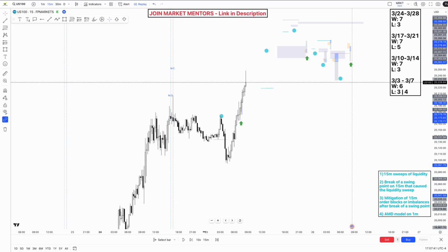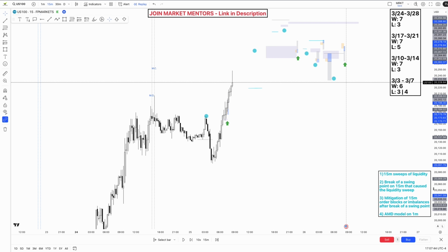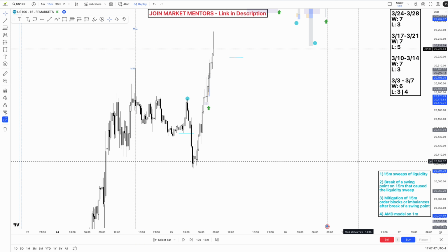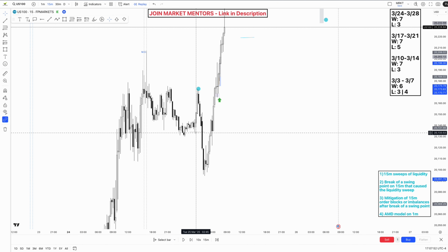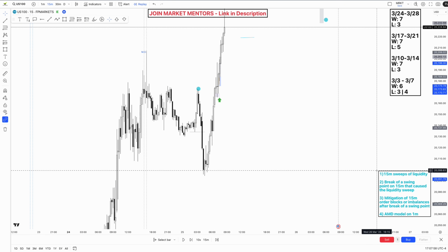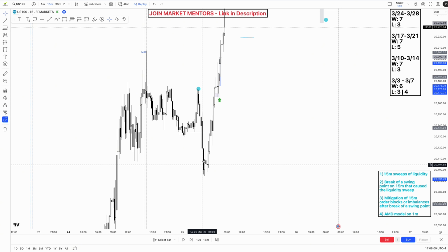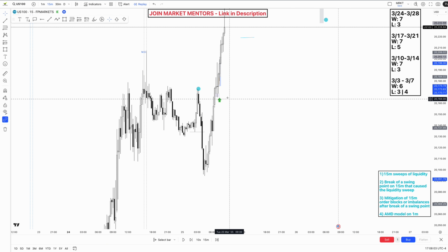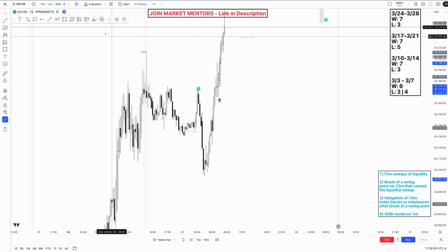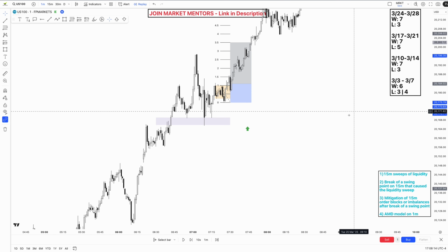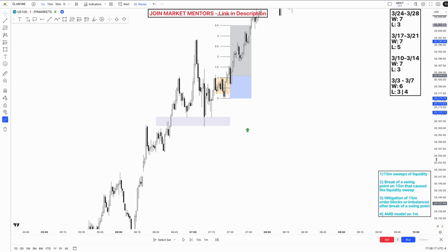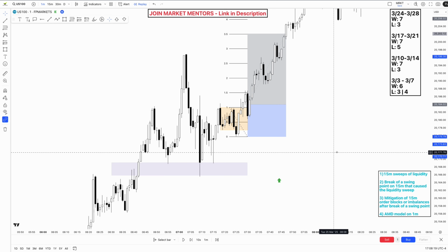Our first trade for the week was Tuesday, and it's based off of these criteria and steps, how I look for my areas of interest and how I do my trading, almost, except for the entry, but we'll go over the entry too. Step one, we got a sweep of liquidity here. Step two, I was looking for the break of a swing point that caused the liquidity sweep. Three, I want to see the mitigation of the imbalance left behind after breaking this swing point. Seeing it right there. And four, looking for the AMD model on the 1 minute. If you need help with these concepts, check out the Market Mentors Discord. We teach this stuff every single day.